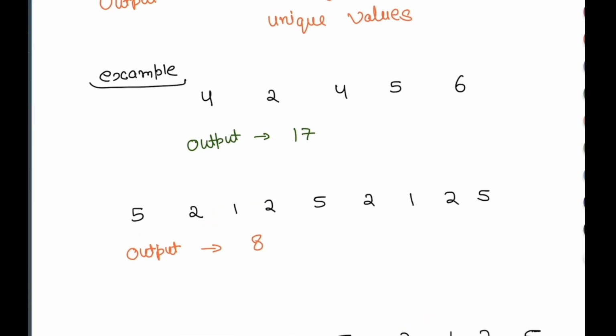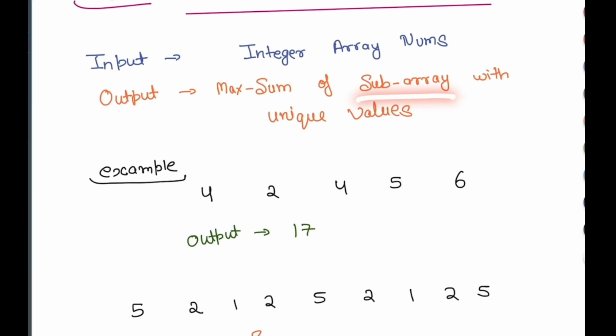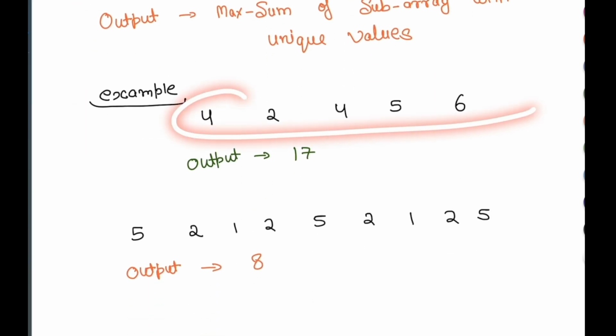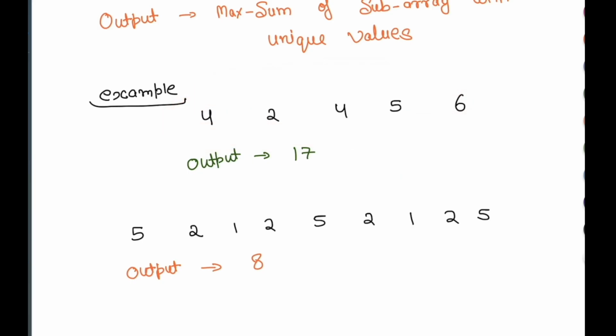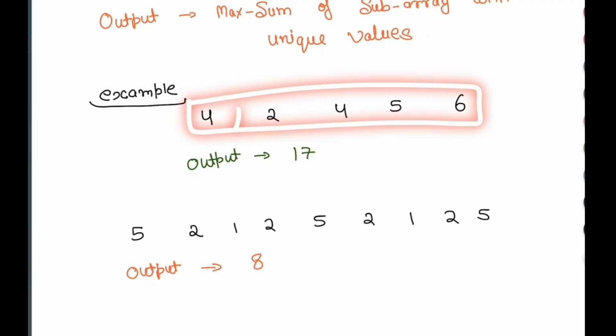Now let me try to explain it with some examples. So in example number 1, let us say the given array is 4, 2, 4, 5 and 6. Total 5 elements are given. And the thing is, guys, what is a subarray? If you are confused about what a subarray is, basically in your array, any continuous set of elements can be called a subarray. For example, the whole array is also a subarray because each element is continuous.